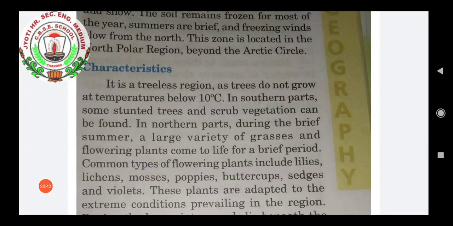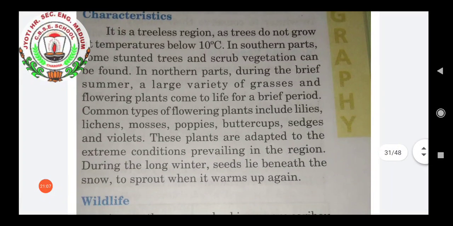Then next vegetation is tundra vegetation. There is no vegetation either in hot or mid-latitude desert or in land of permanent ice and snow. The soil remains frozen for most of the year and summers are brief and freezing winds blow from the north. This is located in the North Polar region, beyond the Arctic Circle.